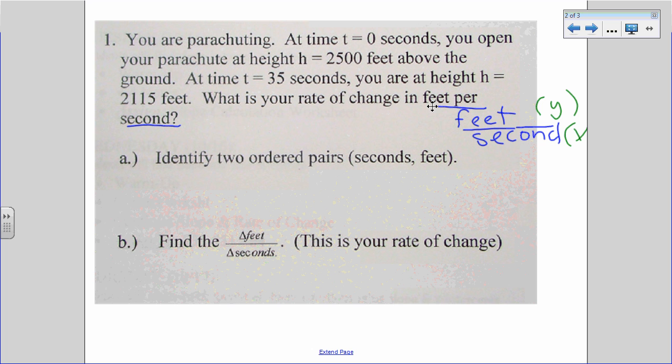So my two ordered pairs are going to be at 0 seconds, 2,500 feet, and at 35 seconds, I'm at 2,115 feet. So we're taking our information from that, making my two ordered pairs, so I can find that rate of change.